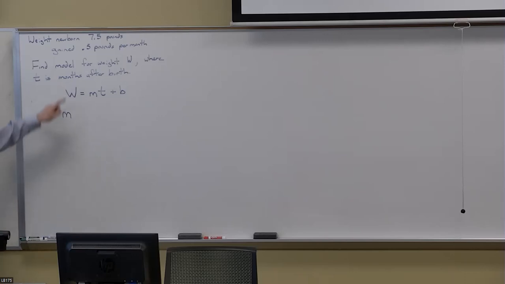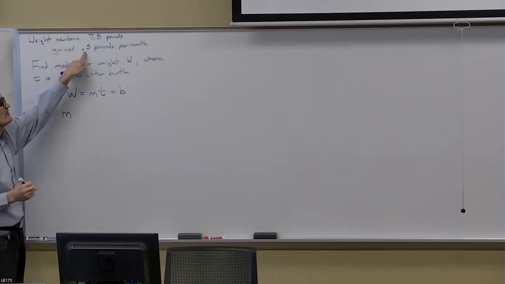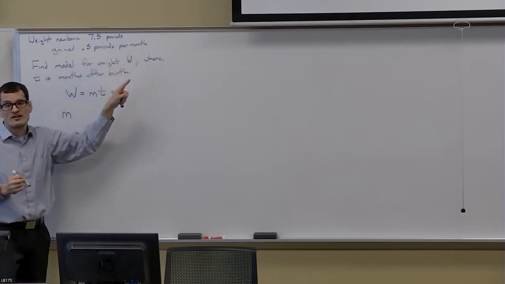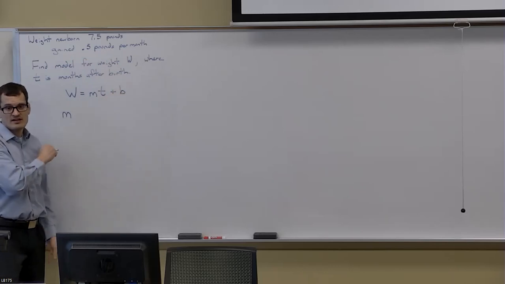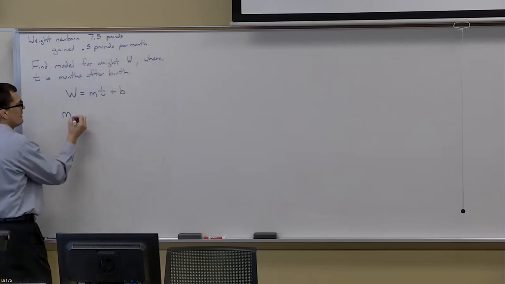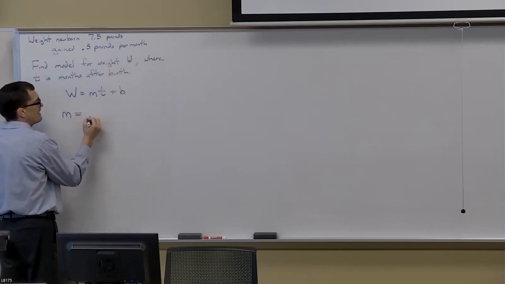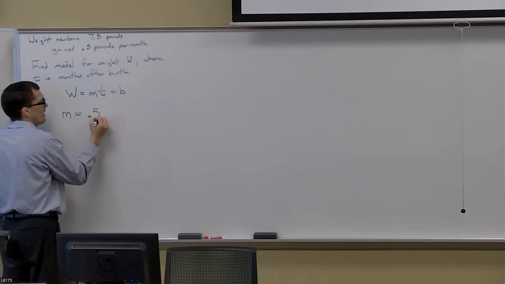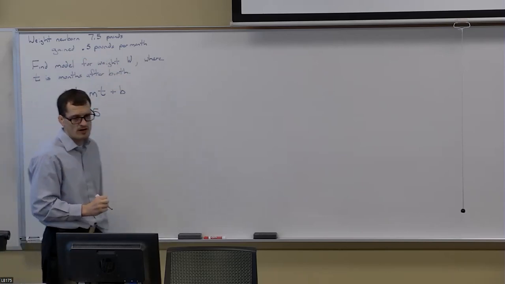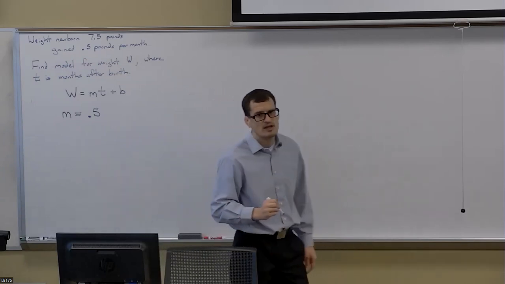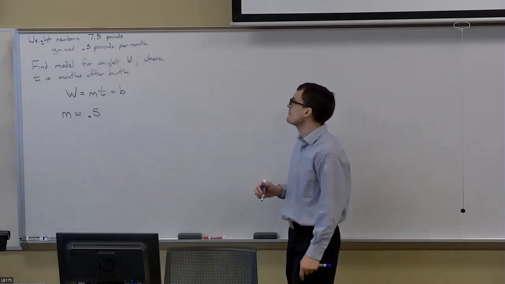In this case, gaining 0.5 pounds per month, that's the rate of increase, right? So that is the slope. And since it's a gain, it's a positive 0.5 or half. So that's given to me.